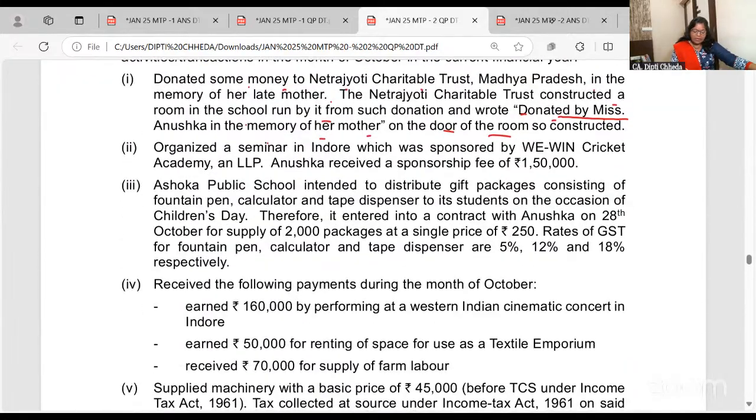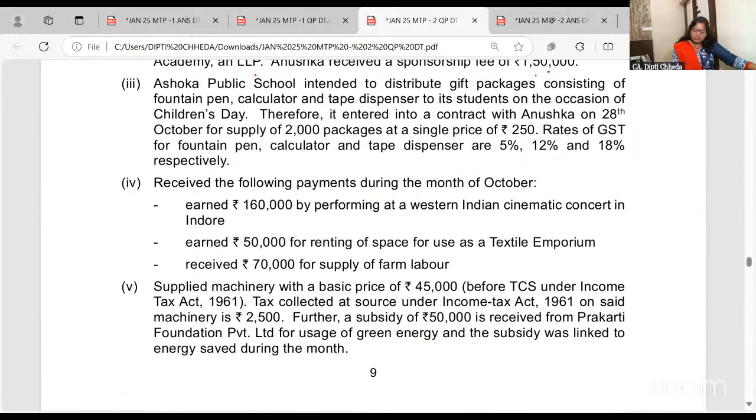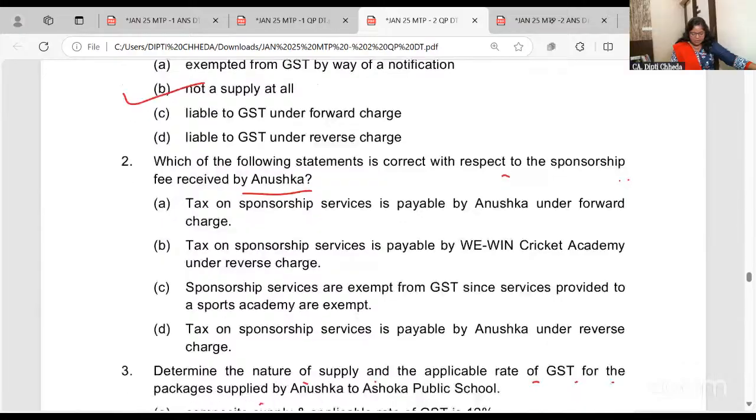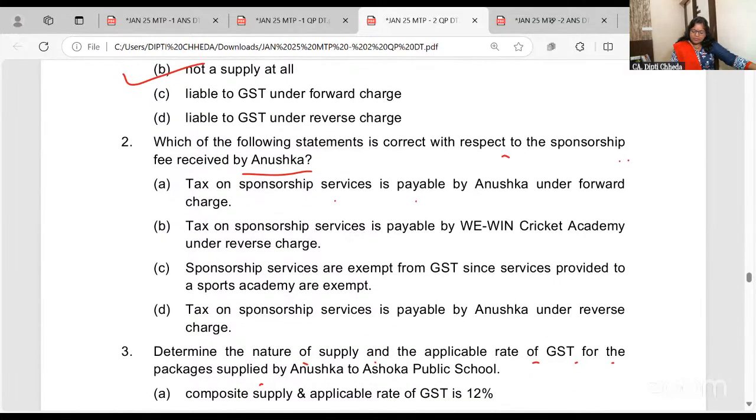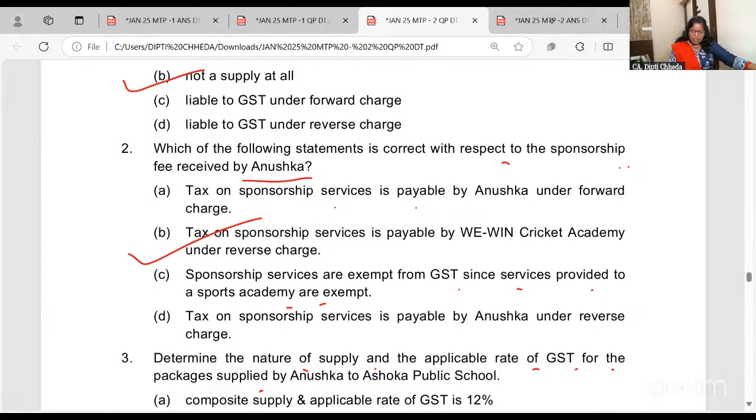Okay? Right. Organized a seminar which was sponsored by Vwin Cricket LLP and Anushka received sponsorship. Now this sponsorship is going to be taxable, 1,50,000. Tax on sponsorship services payable by Anushka? No. V Academy on RCM basis. When a person provides service of sponsorship to the academy and all, it will be taxable under RCM basis. Sponsorships are exempt since it's sports academy and all. No. Anushka will not pay.